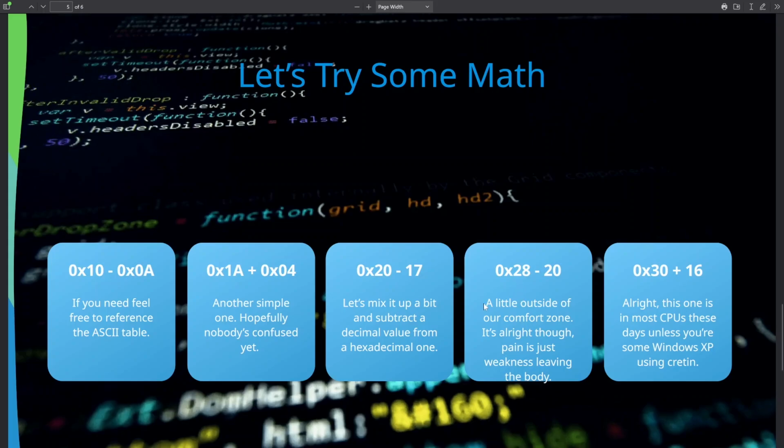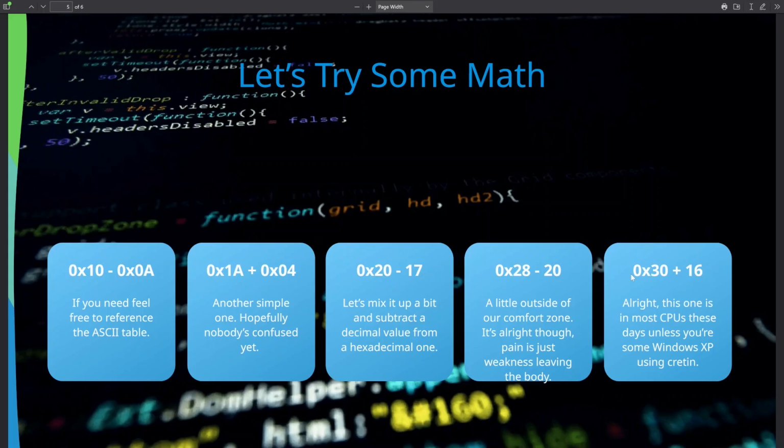A little outside of our comfort zone. It's alright though, pain is just weakness leaving the body. And 0x30 plus 16. Seems scary, but this is the one that's in most of our CPUs, okay? It's 64 bits. Well, I can't call it 64 bits, because it's a 16-bit number. But the value of 0x30 plus 16 is 64.